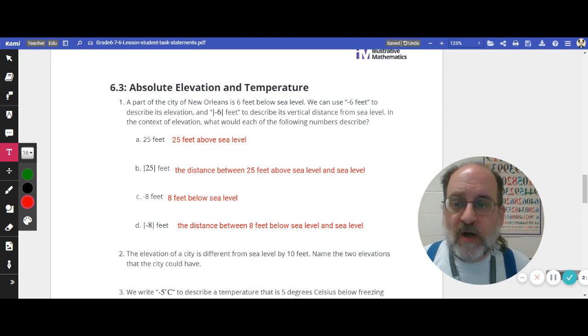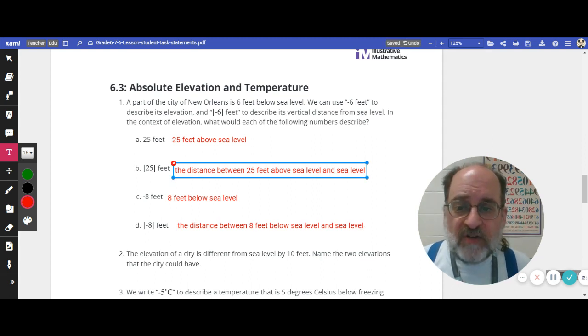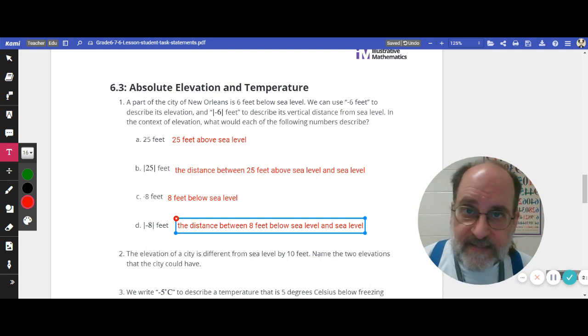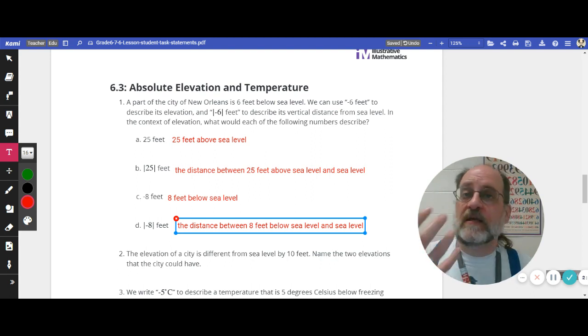So remember, every time I'm talking about absolute value, I have to talk about the distance. And I'm always comparing it to what zero is. And for elevation, zero means sea level.